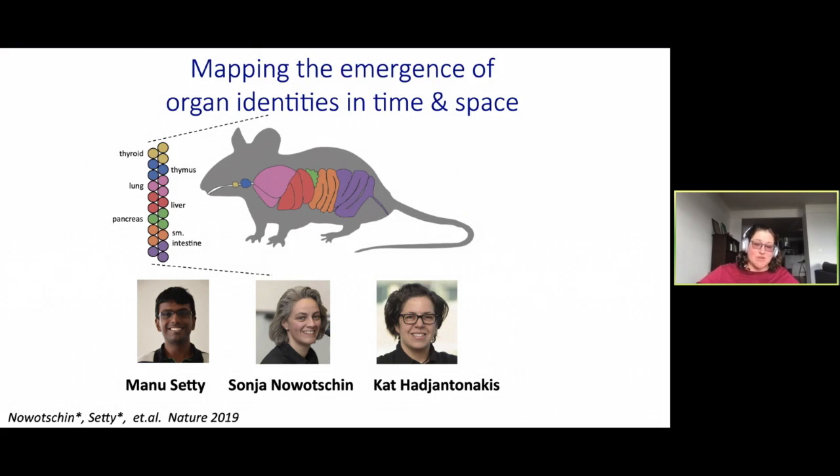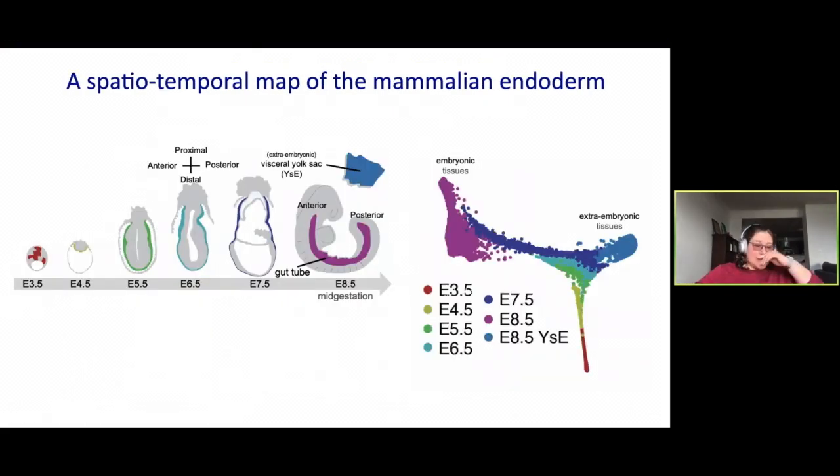in a collaborative spirit. And here we wanted to study the emergence of all endodermal populations until the gut tube, and we collected a lot of high quality 10x data. And here are the populations we collected again across different embryonic days.